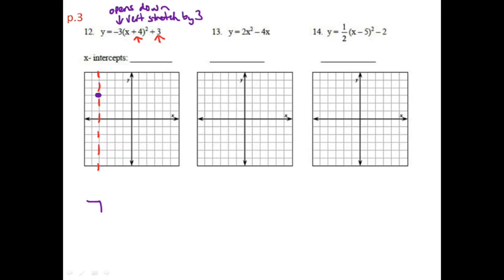So here, instead of over 1, down 1, and then over 2, down 4, keep in mind that has to be multiplied by 3. So we're going to go over 1, down 3, and then over 2, down 12. So when we plot those points from our vertex, over 1, down 3, we can see we hit the x-axis. Over 2, down 12, that's 4, 5, 6, 7, 8, 9. Oh, we're going to go way off the grid. We're down here somewhere.